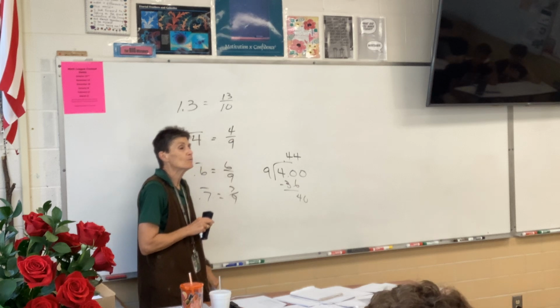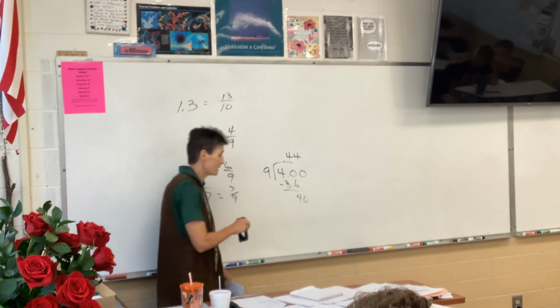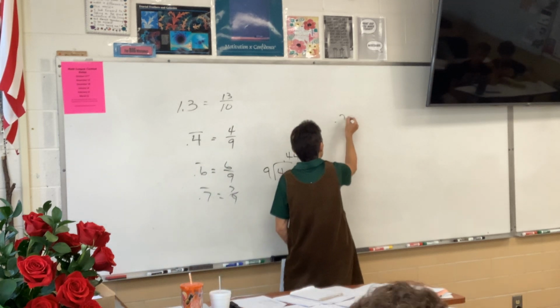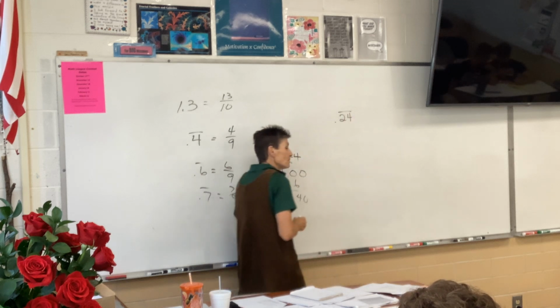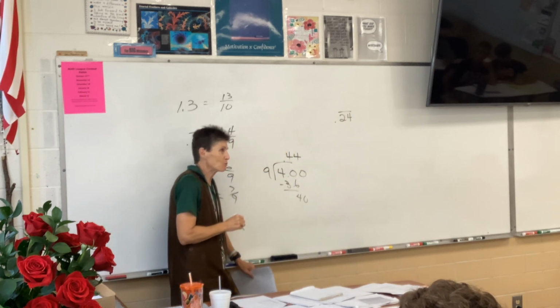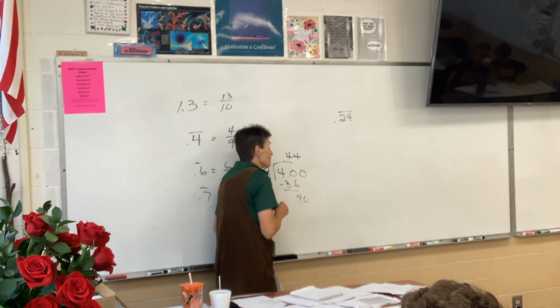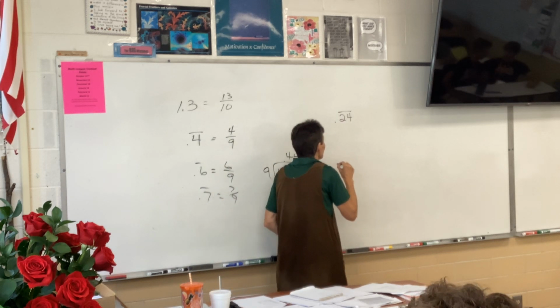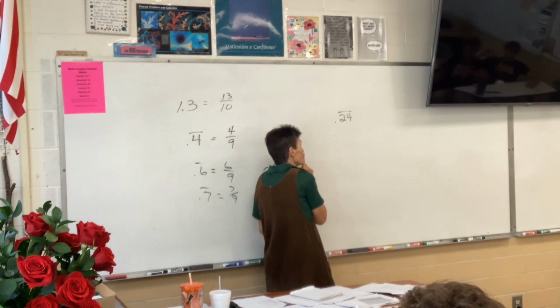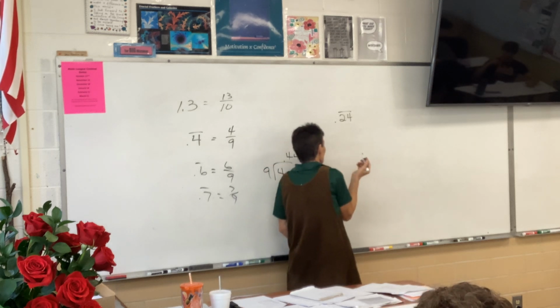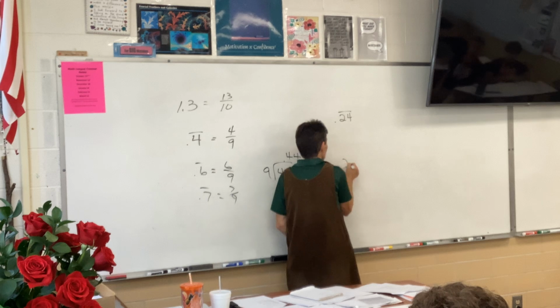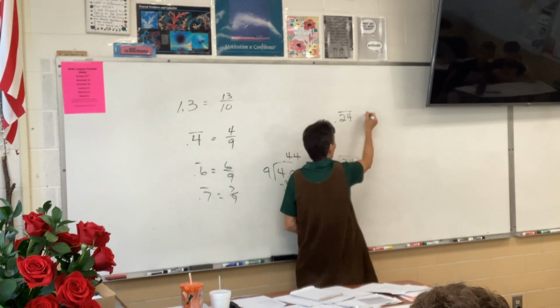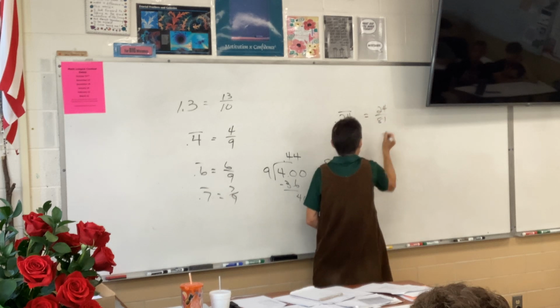Ooh, 0.24 repeating. What do you think about that? 24 over 99? 24 over 81, right? Well, we can try it, we can see if that works. 24 divided by 81, you said that was your thought? All right, let's try it.